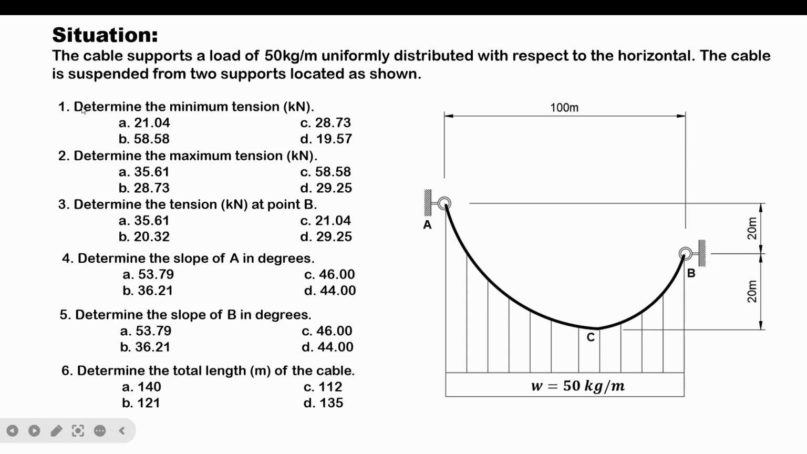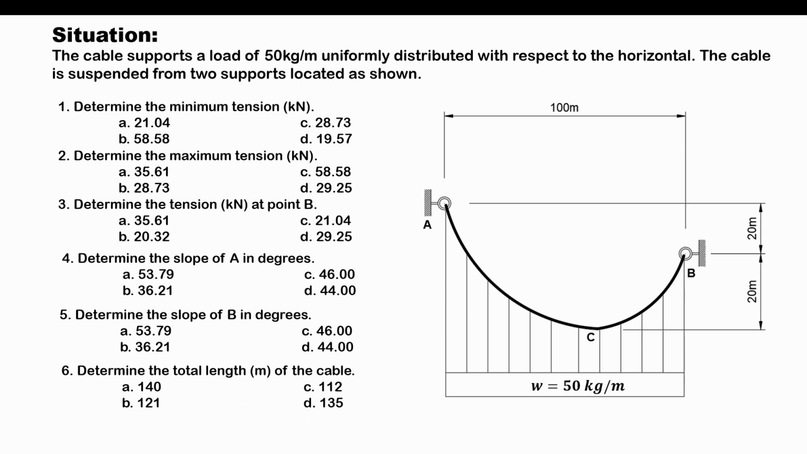So the first item asks us to determine the minimum tension. In number 2, we are asked to determine the maximum tension. In the third item, we are asked to determine the tension at point B. And in number 4, we are asked to determine the slope at A in degrees. And in number 5, we will be determining the slope at B in degrees. And the last item, we will be determining the total length of the cable.